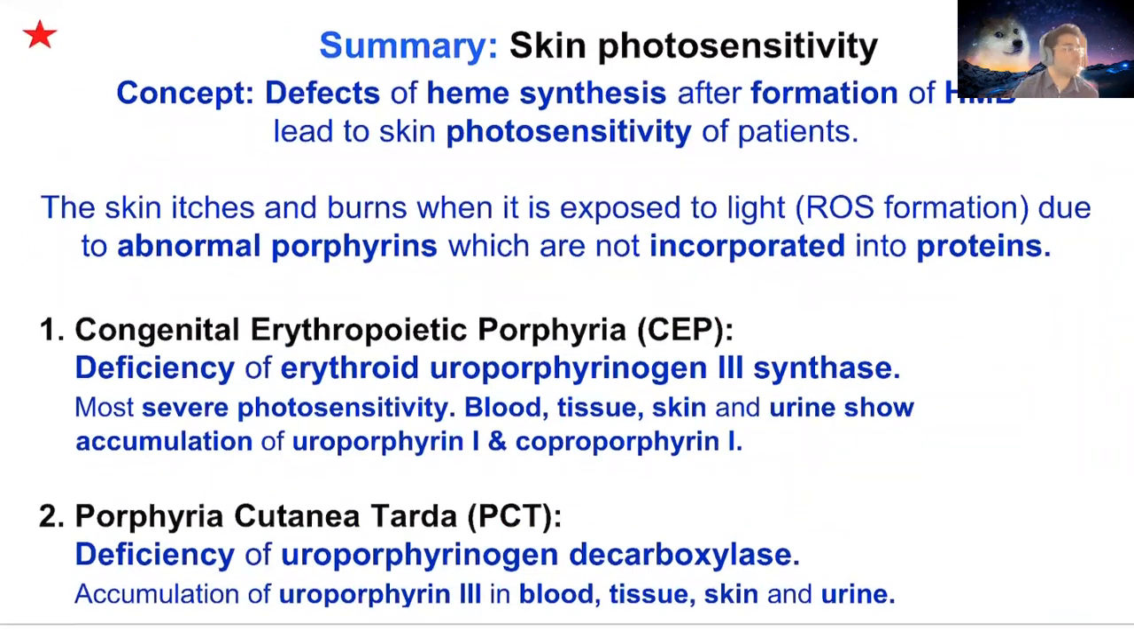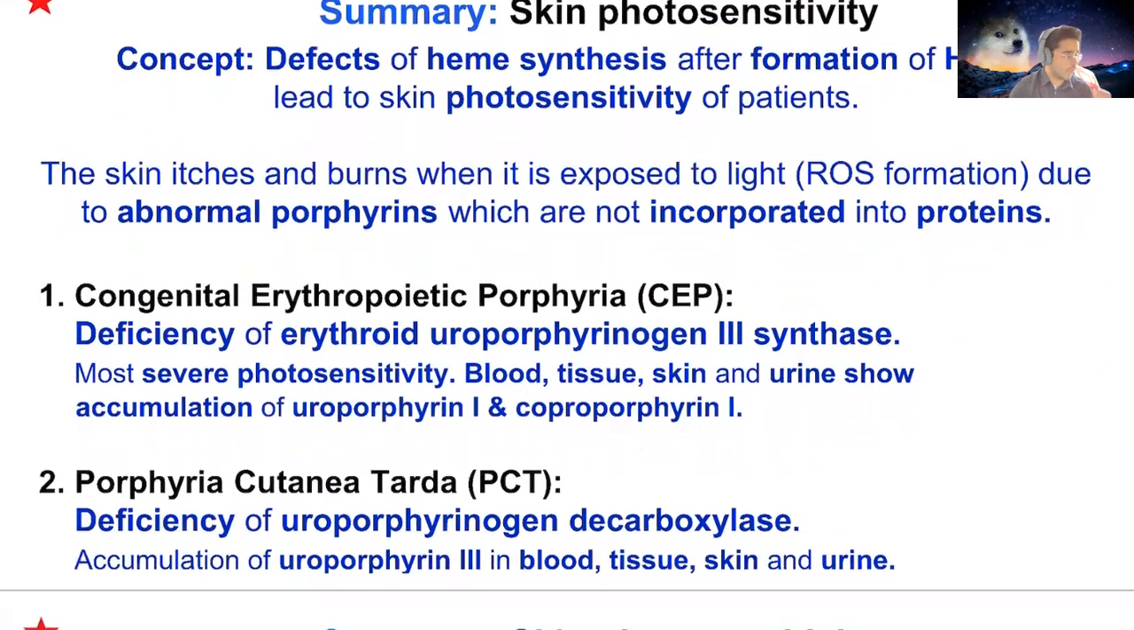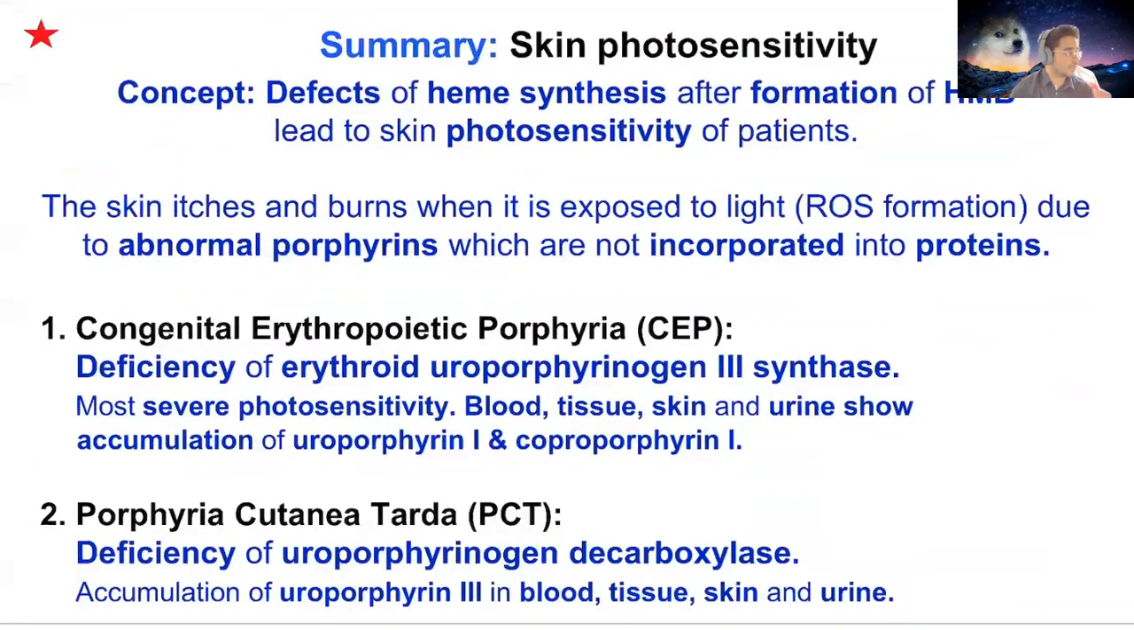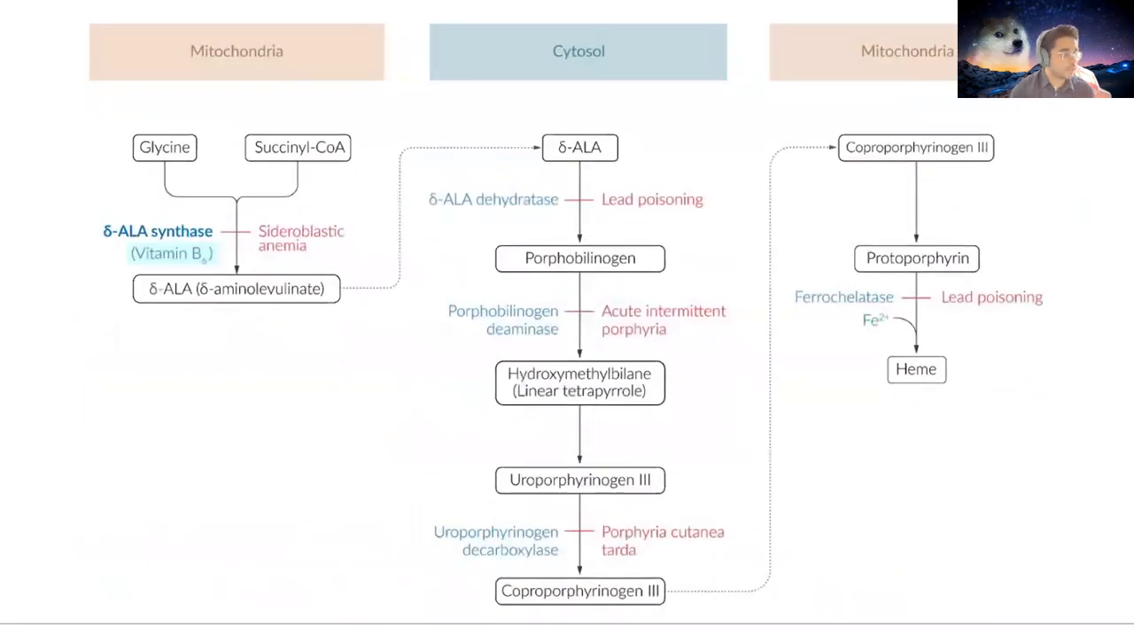Congenital erythropoietic porphyria, CEP, and porphyria cutanea tarda, know those, as well as what you see in terms of photosensitivity for each patient. There's going to be severe photosensitivity here, and here you won't see that. Porphyria cutanea tarda is typically not too bad because you can typically only see blood, tissue, skin, and urine level issues at hand. Here's the full pathway and what each disorder can lead to.